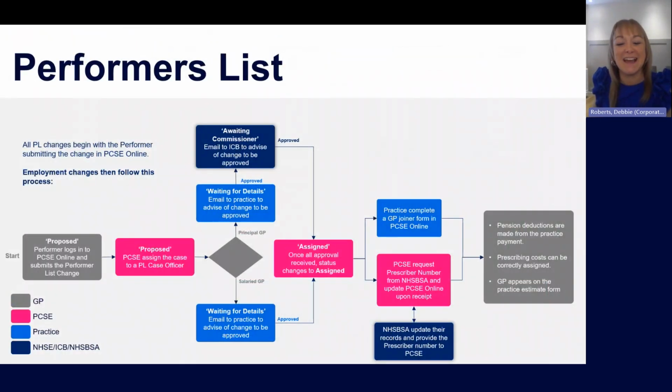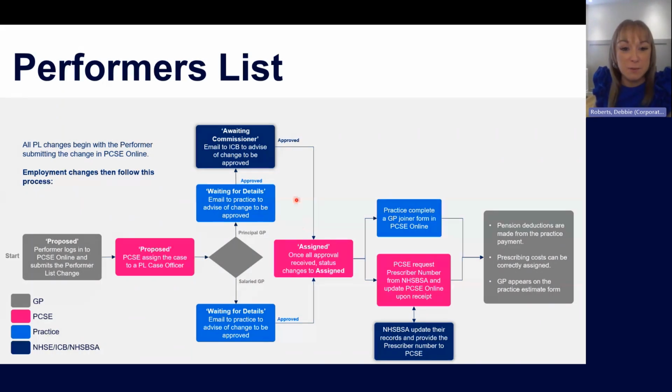Okay. So like I said, I did want to come back to this screen just to show you where we are in the process now. I have just discussed the approval side of things, so this is this part of the flow chart. Now, in blue, that's where the practice involvement is. Depending on what you've just approved, say the example I've just gone through was a salaried GP. Perfect, you've approved the case, it comes back to PCSE. We're then going to contact NHS BSA, get the prescriber codes, pop them into PCSE Online if it's a salaried GP, and then you can complete your joiner form.